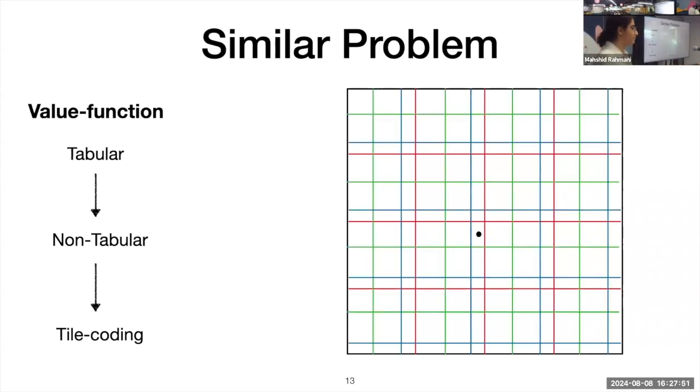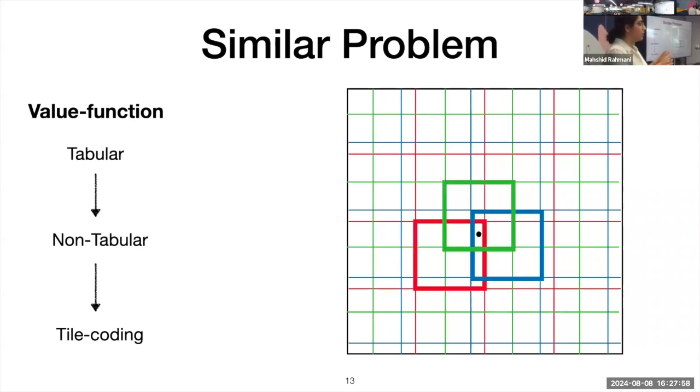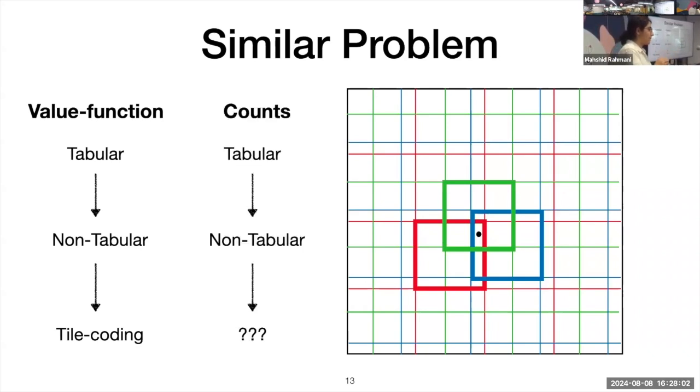So here we are. The agent is in 3 of these tiles from 3 different tilings, and we'll use this tree to approximate the value function. We have the same problem with counts. We were in a tabular environment, and we went to a non-tabular setting. What can we use? Maybe tile coding can be an answer.